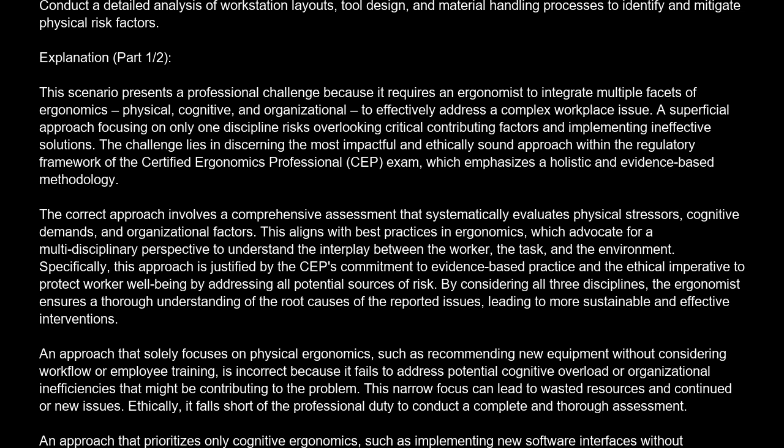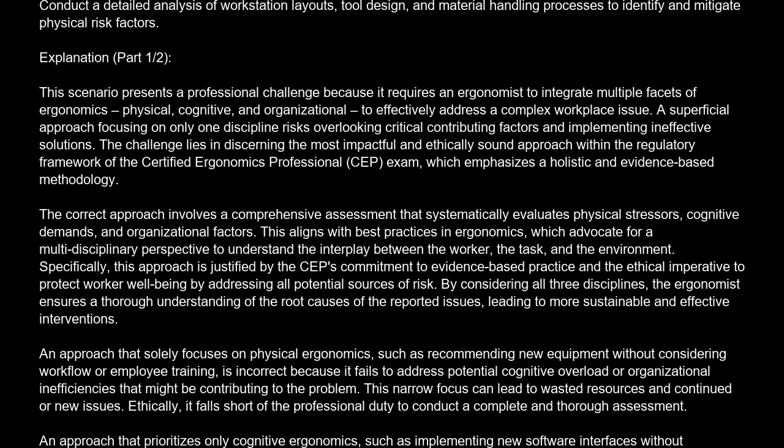The correct approach involves a comprehensive assessment that systematically evaluates physical stressors, cognitive demands, and organizational factors. This aligns with best practices in ergonomics, which advocate for a multidisciplinary perspective to understand the interplay between the worker, the task, and the environment. Specifically, this approach is justified by the CEP's commitment to evidence-based practice and the ethical imperative to protect worker well-being by addressing all potential sources of risk. By considering all three disciplines, the ergonomist ensures a thorough understanding of the root causes of the reported issues, leading to more sustainable and effective interventions.